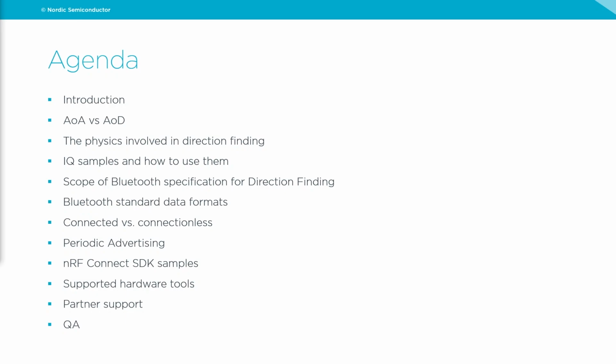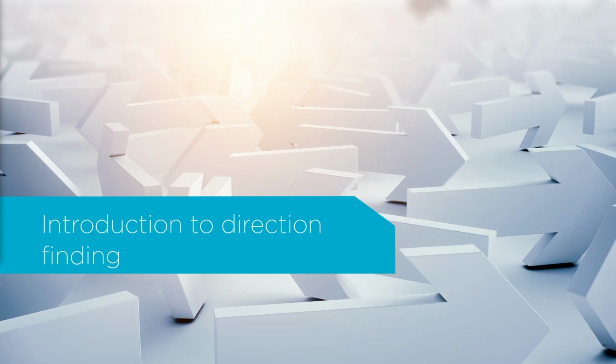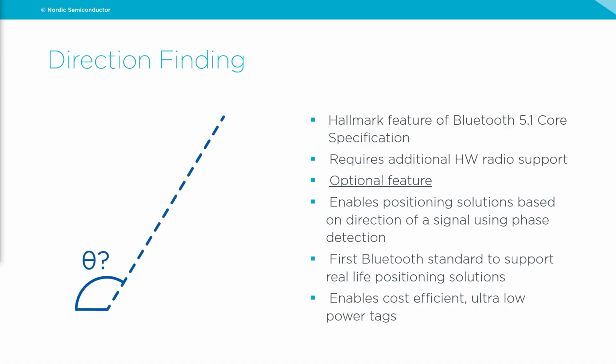So this is part of what we're doing now. This is an introduction to direction finding. This was the hallmark feature of the Bluetooth 5.1 core specification that came out a few years ago. It does require some additional hardware in the radio to be able to support this one. I will talk more about that in a later slide.